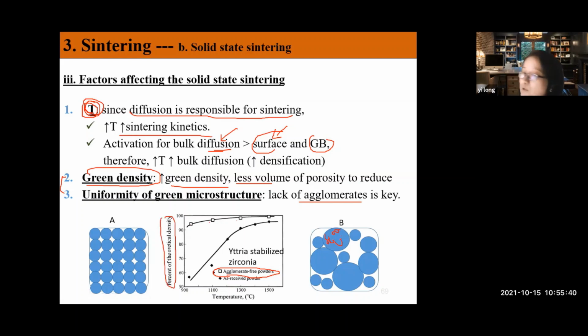Okay, so how can we reduce agglomeration? If you still remember, what can we use to reduce agglomeration? Like ball milling, right? Ball milling, and also you can use sieving. You can sieve to reduce the different sizes. Maybe the big particles are going to stay and get sieved away. Okay, so these are agglomerate-free. Then you can get better density later.